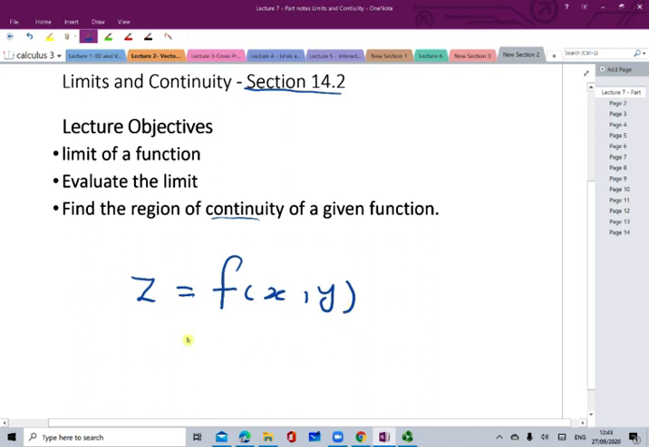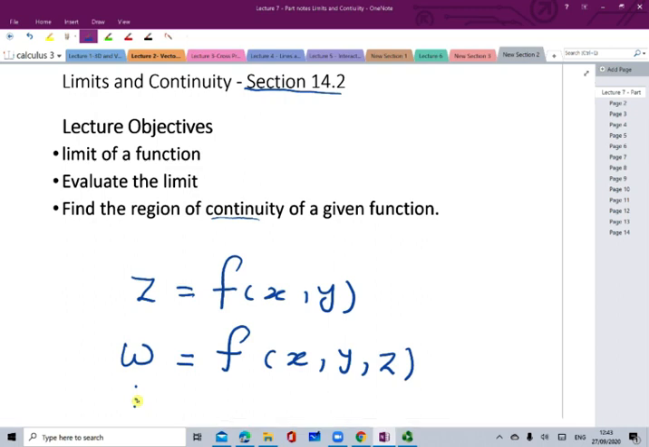We have two independent variables, or we could have more variables. You could have a function with three independent variables and so on. We are talking about functions of more than one variable. We will need to find the limits and discuss the continuity.